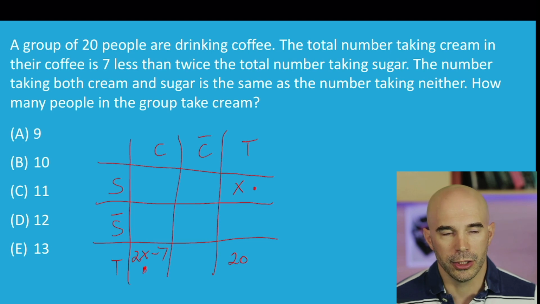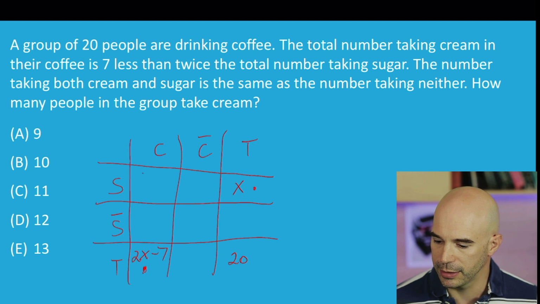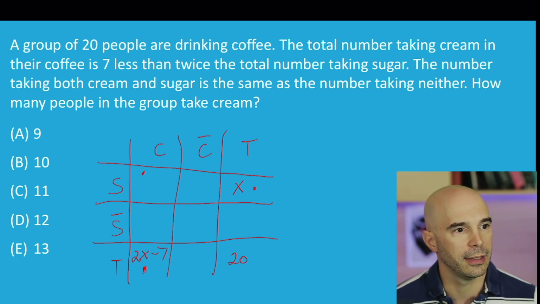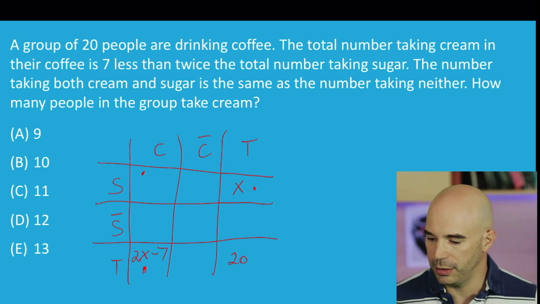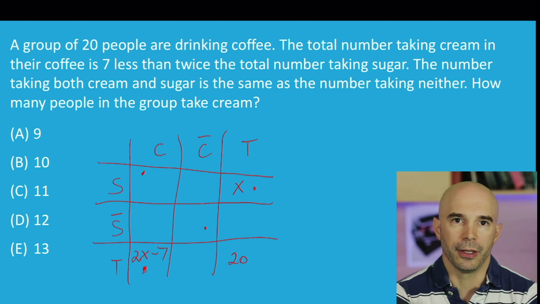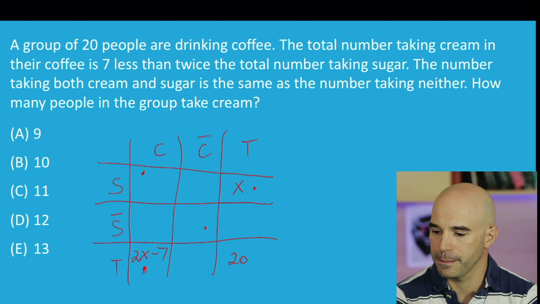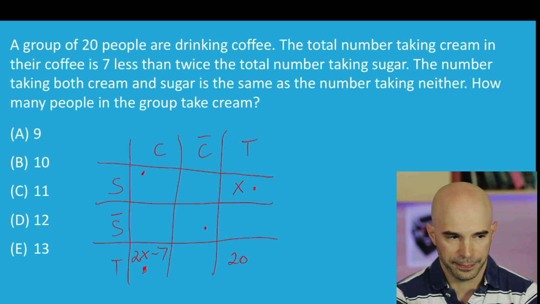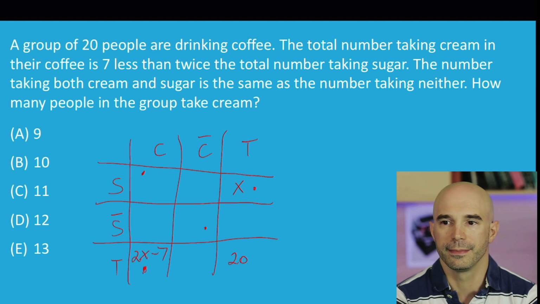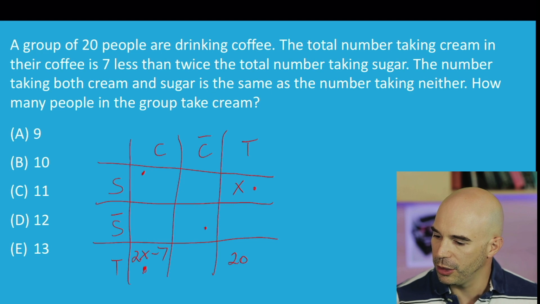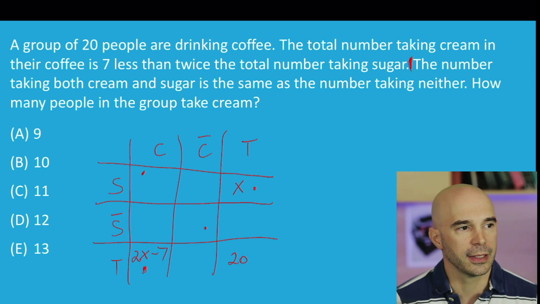I'm continuing to read the question now. The number taking both cream and sugar, so that's this upper left cell, is the same as the number taking neither. That's this middle cell. Now I made one big mistake so far, and I wonder if any of you noticed the mistake that I made. You haven't filled out the chart yet, so you can fill out the no cream and you can fill out the no sugar. Bravo, Jessica, you got it. That was my mistake. I didn't pause long enough at the period to make all of the inferences that I could possibly make.